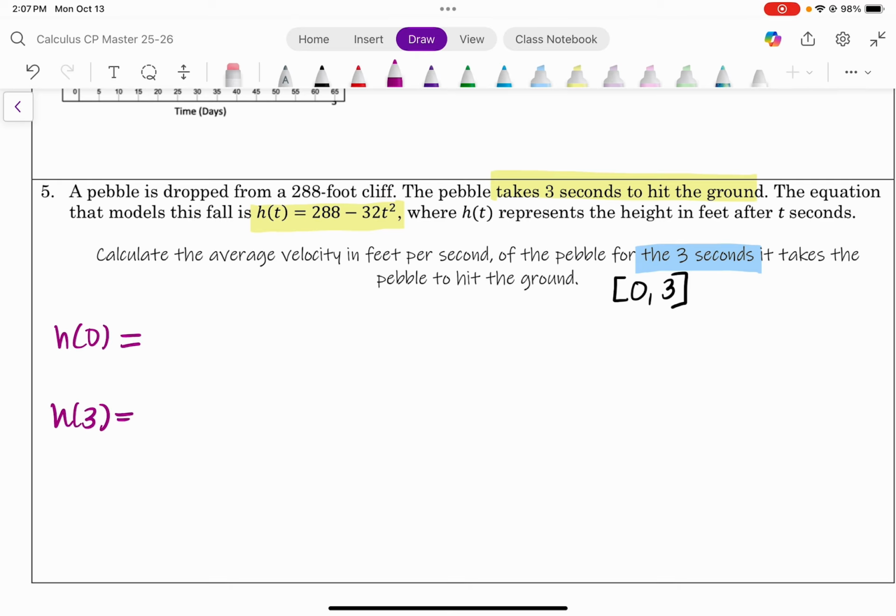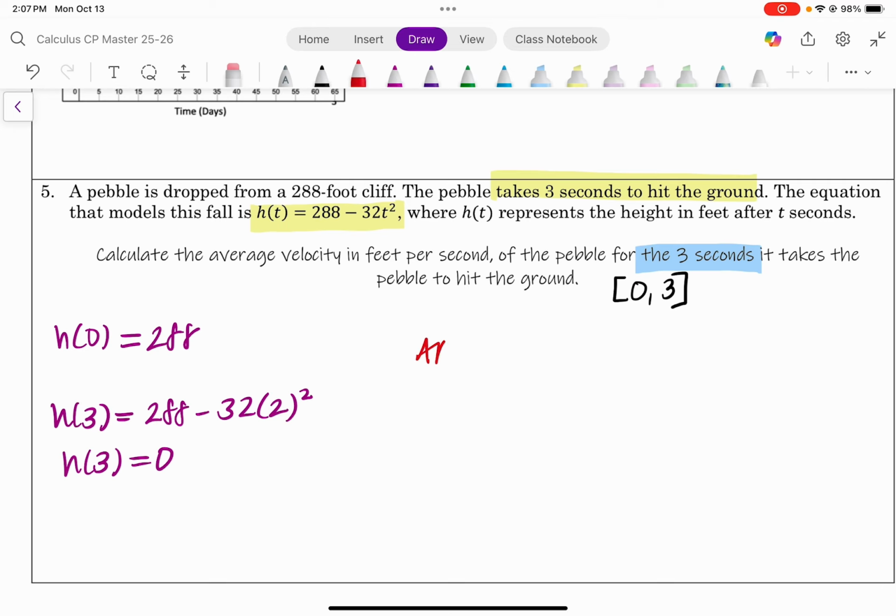Now, h of 0 is 288. You can see that by plugging in 0 for t. But for the other one, maybe I need to do a little more work. So 288 minus 32 times 3 squared, which will actually give me an h of 3, which is 0, which makes sense because that's when it's hitting the ground and the height is 0.